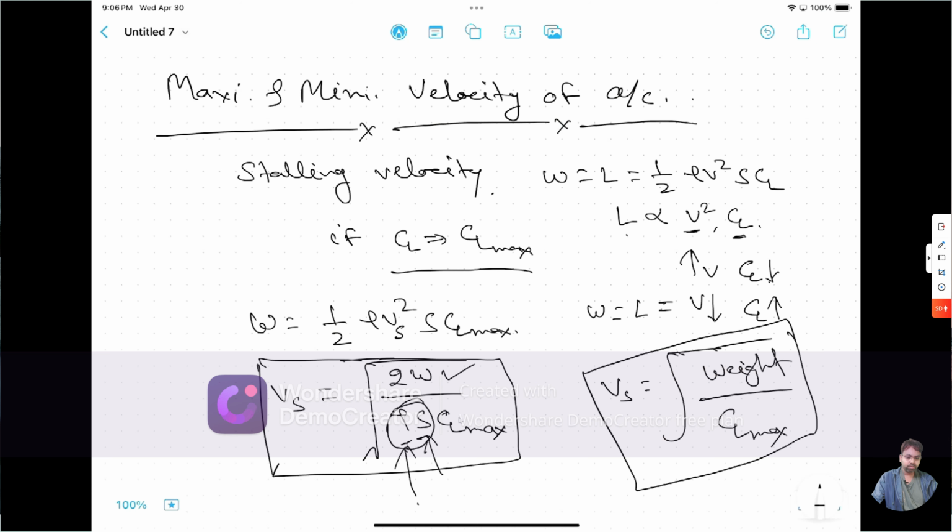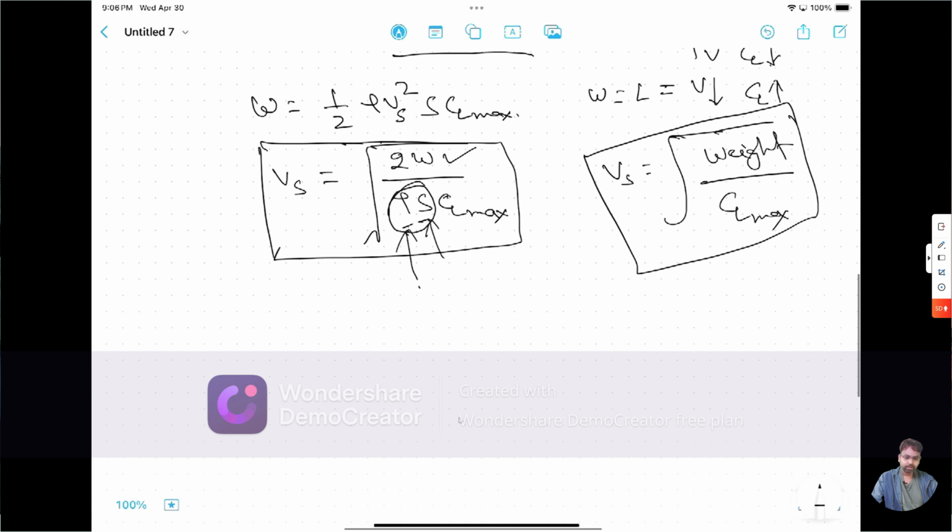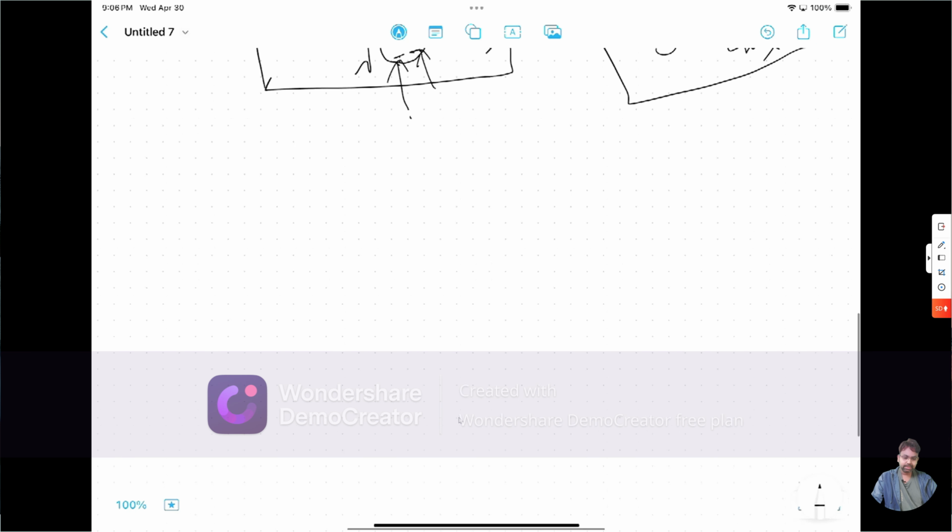So now we'll go to another page. We can say here Vs is the aerodynamic characteristic, because this is defined by the aerodynamics of the aircraft. Now we will talk about what can be the minimum velocity.